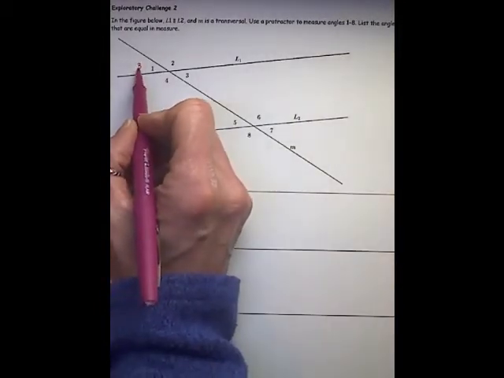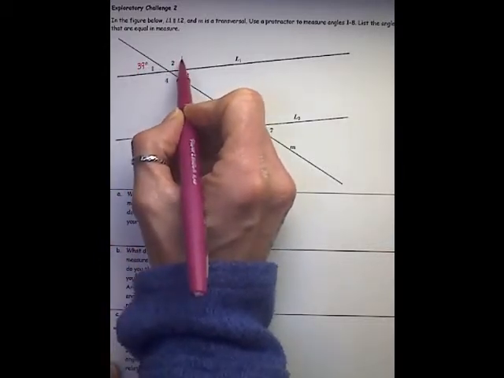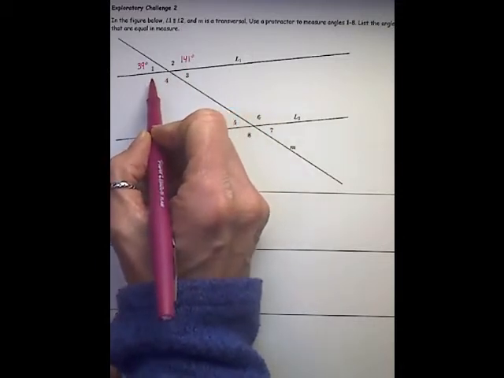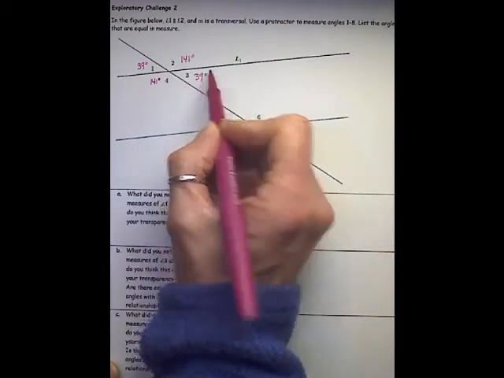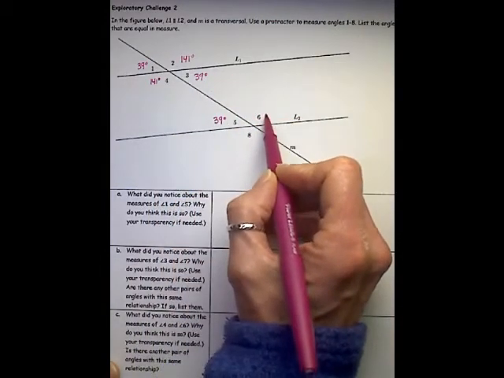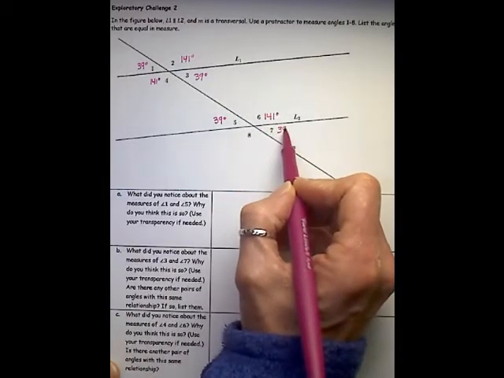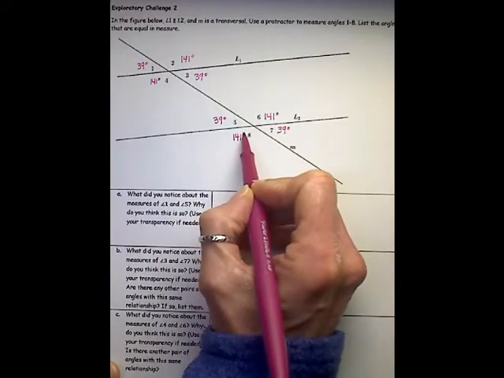Angle 1, the measure is 39 degrees. Angle 2, 141 degrees. Angle 4, 141 degrees. Angle 3, 39 degrees. Angle 5, 39 degrees. Angle 6, 141 degrees. Angle 7, 39 degrees. And angle 8, 141 degrees.